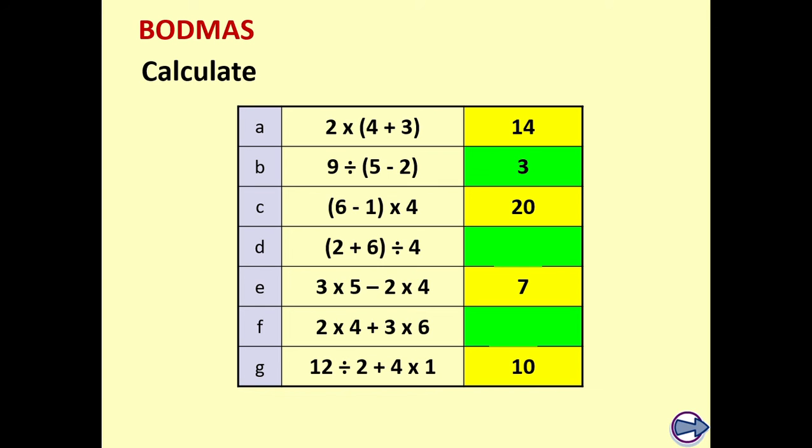9 divided by 3 is 3. 2 plus 6 is 8, divide that by 4, we get 2. And we do the multiplies both first. 2 times 4 is 8, 3 times 6 is 18, 8 plus 18 gives me an answer of 24.